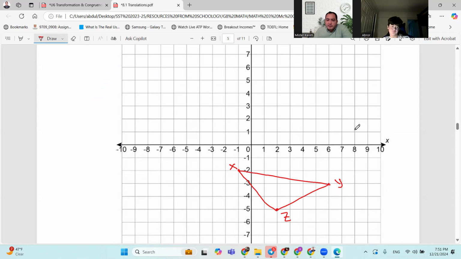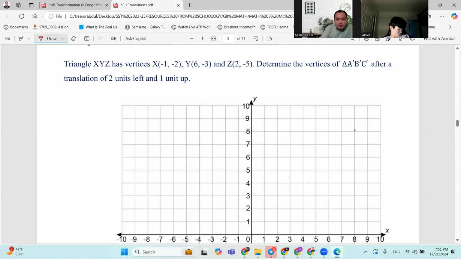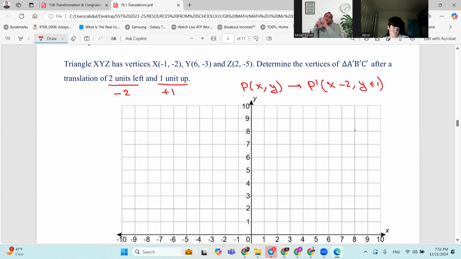Okay. And now what is that? It says 2 units left, 1 unit up. That is -2 plus 1. Right? So what is the algebraic expression for this? If our point is xy, and you are applying this translation, P prime will be x minus 2, y plus 1. That is the algebraic description of this translation.